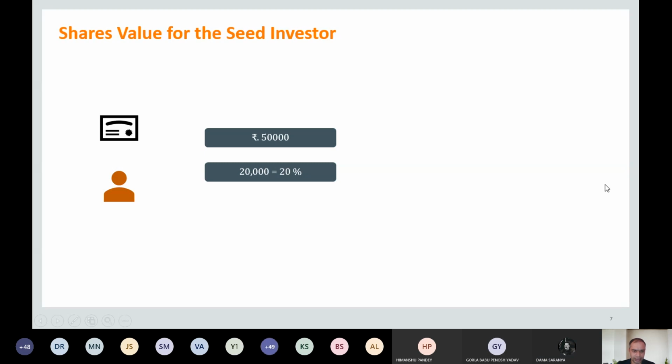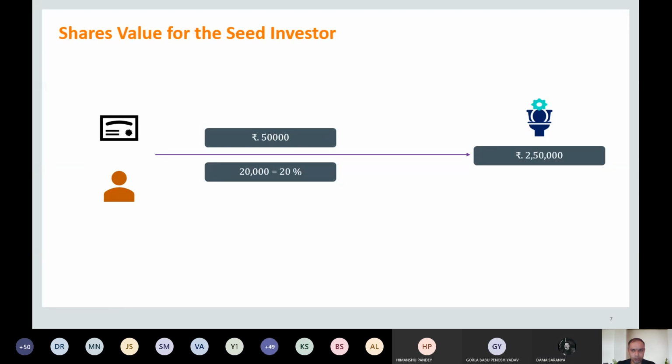Try to understand, don't get confused. Your requirement was only 20,000, which was 20% of your company value, but you're selling that 20% of shares to your seed money investor for 50,000 rupees. So your seed money investor has invested 50,000 rupees in your company now.